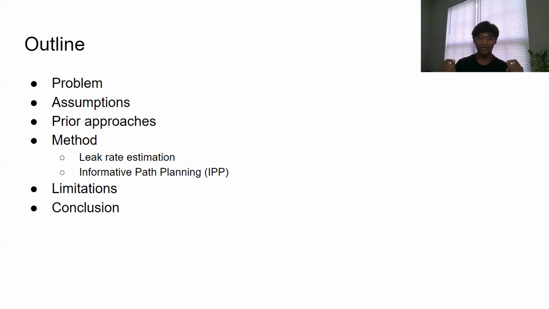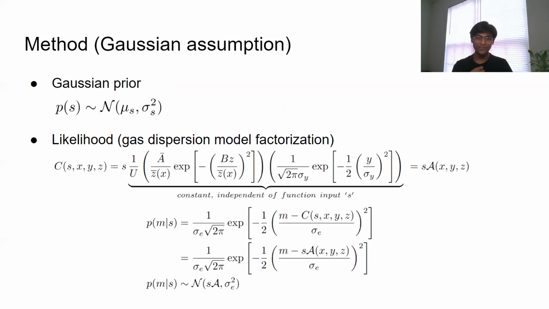Now that we have all the background information about the problem, I will move on to detail our approach. We addressed the high computational cost of the posterior by using a Gaussian distribution as the prior over the leak rates. If the likelihood is also a Gaussian distribution, our posterior would be a Gaussian that can be analytically computed.